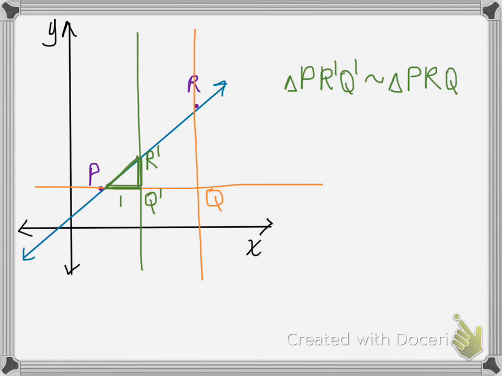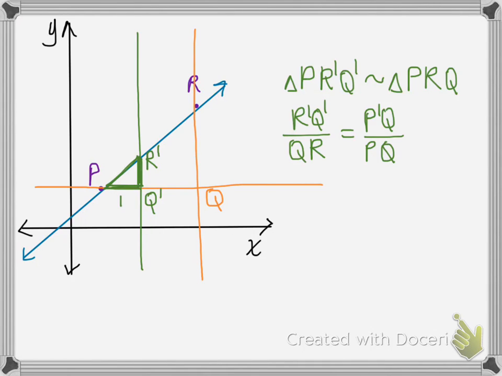So one of the ratios we can write is R prime Q prime over RQ. That's one of the ratios of corresponding parts in those two triangles. Another ratio, and those would be the vertical distances in the triangles. And the other thing that's going to be important for slope is the horizontal distances. So P prime Q prime is the base of the small triangle, and the base of the larger triangle would be PQ.